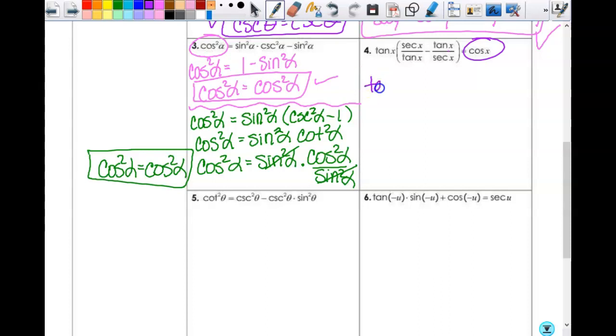So we're going to take tangent x, we're going to multiply it by, and we'll get a common denominator. Our common denominator will be tangent x, secant x. So this first term has to get multiplied by secant, so this will be secant squared. This one has to be multiplied by tangent, so it'll be tangent squared. And then that's going to equal cosine x. So, do you see anything that you could substitute?